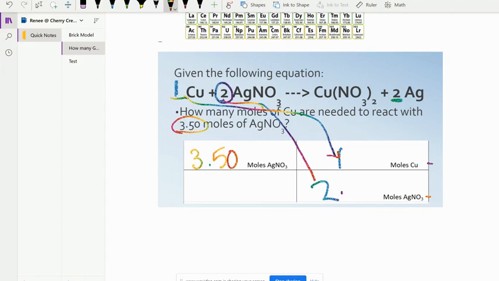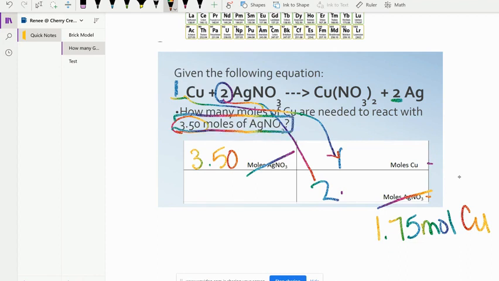So in your calculator, you're going to want to take 3.50 divided by 2, and you will get 1.75 moles. Okay, notice that moles of silver nitrate cancel, so I'm left with moles of copper. Anytime I do a stoichiometry problem, I always start with what I'm given here in the problem, and those units go on the top left. These units always waterfall down to the next column, but on to the bottom. So they waterfall down, and then the units will always drive the math.